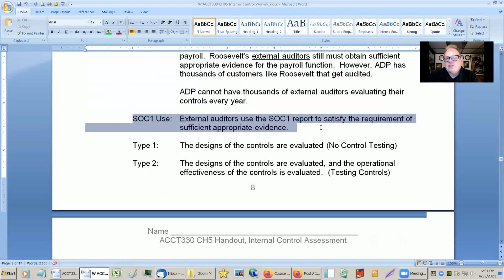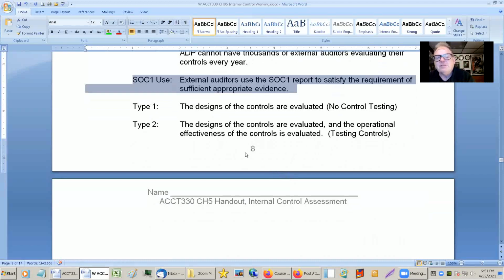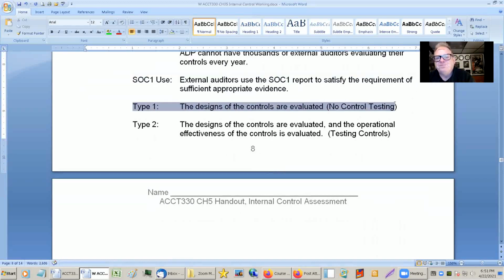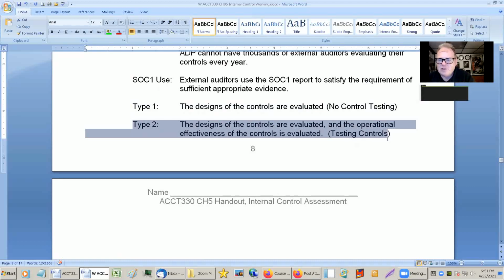So SOC 1 is used with the external auditors to get enough appropriate evidence. Okay, type one. And you'll find this with all of these. All three of these will have type one or type two. Type one is that they look at the design of the internal controls. And type two is that the design is looked at, but they also check the operational effectiveness of the internal controls. In other words, they do testing.